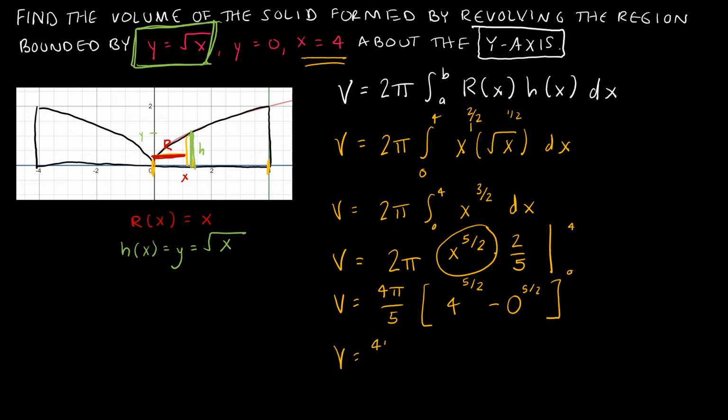So I have 4 pi over 5, and then 4 to the 5/2. Remember, this tells us to take the square root, and this tells us to take that to the 5th power. So the square root of 4 is 2. 2 to the 5th power is 32. And then, of course, 0 to the 5 halves is 0. So I have 4 pi over 5 times 32, and that gives me 128 pi over 5 for my final solution.